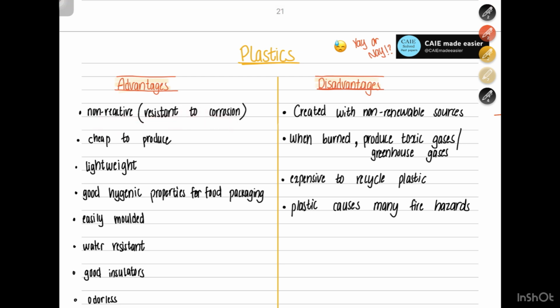If you take metals, they can corrode. Iron can rust, but plastic is very good. It does not corrode. Secondly, it's very cheap to produce. You can produce it in labs. It doesn't take a lot of money or time. Also, they are lightweight.